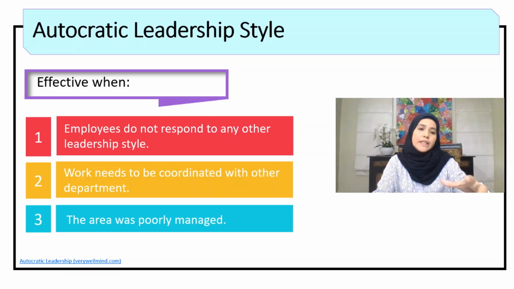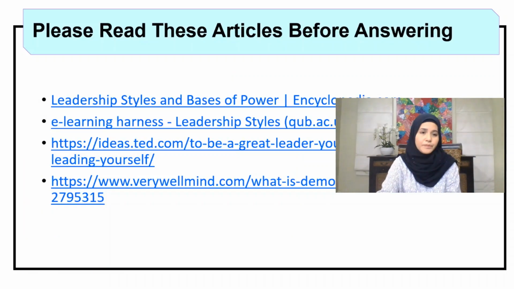So when the work is needed and only the leader knows how to actually put it together. Number 3, the area was poorly managed. When it is poorly managed, everybody is scattered around doing whatever they want to do, then autocratic leadership needs to come in to bring everybody together.